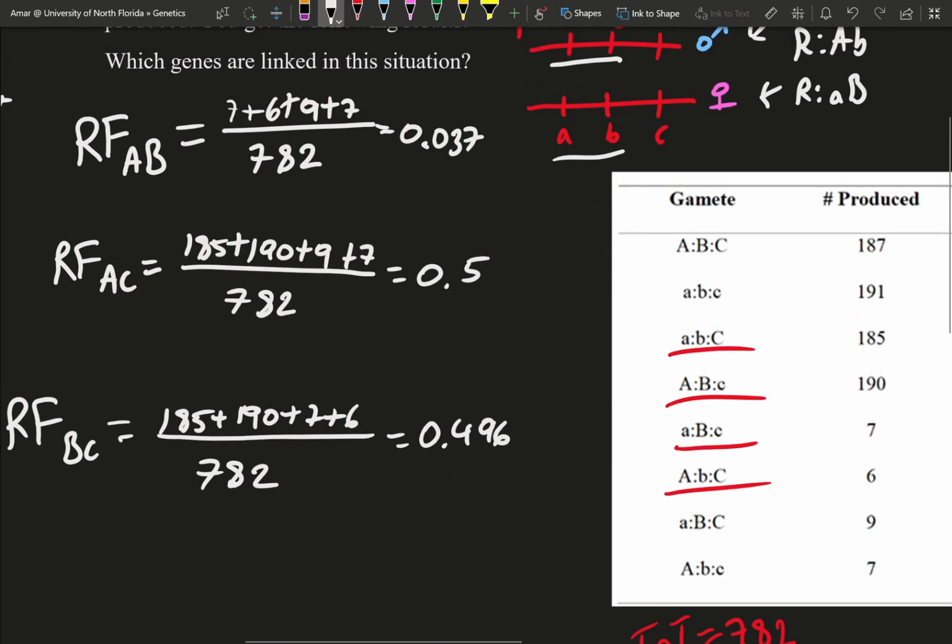So now what's happening here is that both of these recombination frequencies between B and C and A and C are pretty much equal to 0.5. So therefore gene C is not linked to either gene A or gene B. Okay, because the recombination frequency is equal to 0.5, whereas A and B are linked because their recombination frequency is equal to 0.037. So less than 0.5 means that you have linkage.